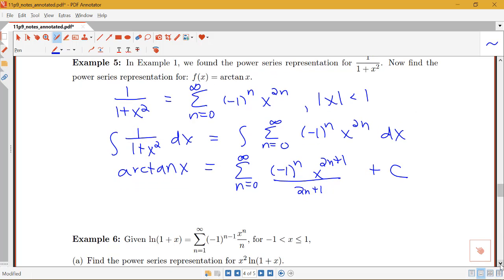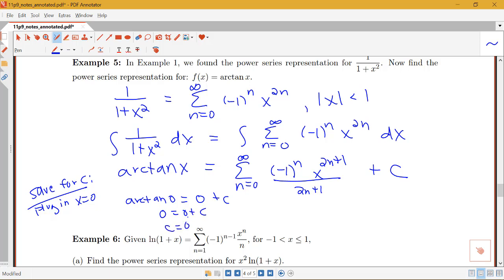So because I have, again, this known function on the left-hand side here, I can solve for c. So we can plug in a nice easy value for x, like x equals 0. So notice that I could have arctan of 0 equals, well, this will just be a sum of zeros plus c. Arctan of 0 is 0, so I'll find that c equals 0. Okay, so we can say that our arctangent function is equal to this sum from n equals 0 to infinity of negative 1 to the n, x to the 2n plus 1, all over 2n plus 1.